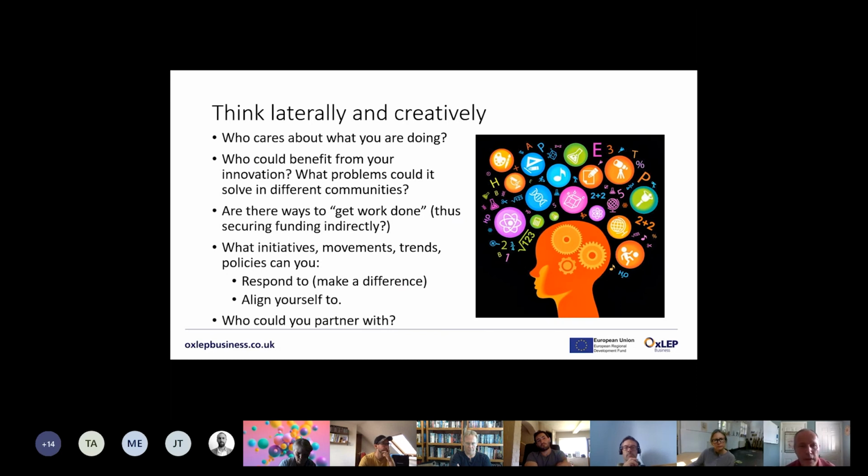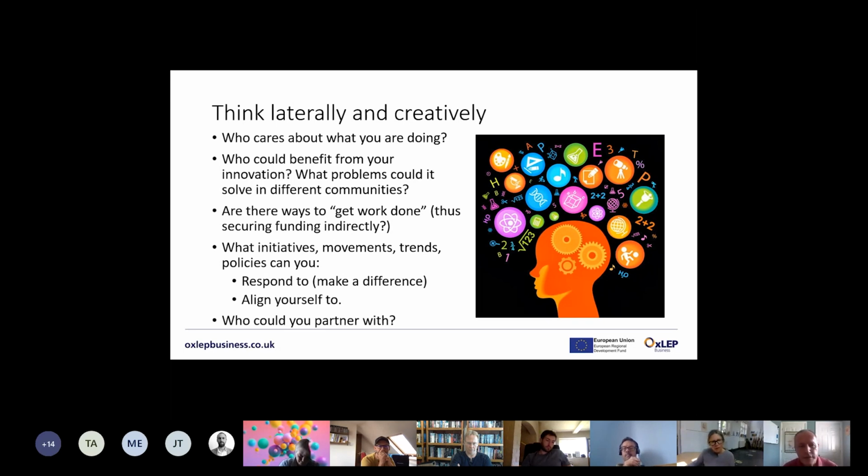And one thing we'll talk about later on today is, are there ways to get work done? So rather than only looking for cash or contributions to costs, are there ways that you can get things done by other people and paid for through funding schemes, rather than do them yourselves? Because it's just another part of that jigsaw puzzle to put the overall picture together.